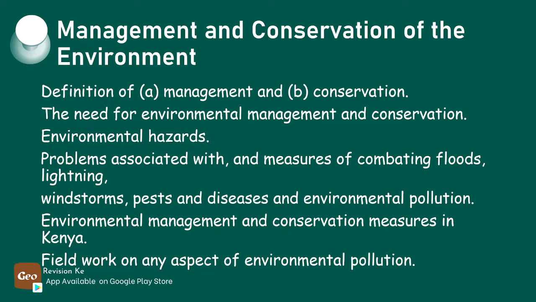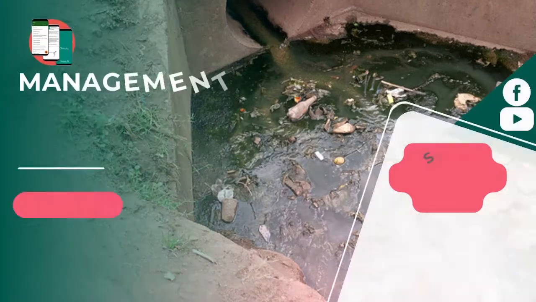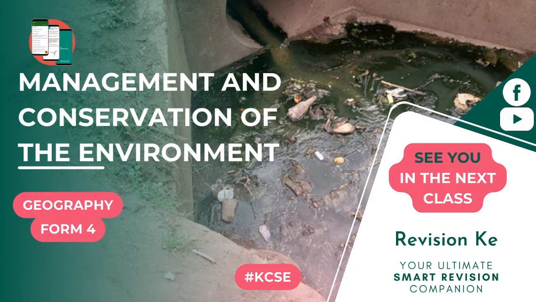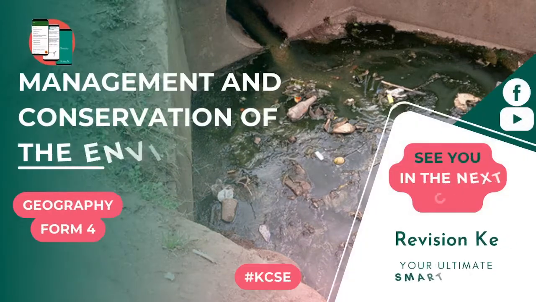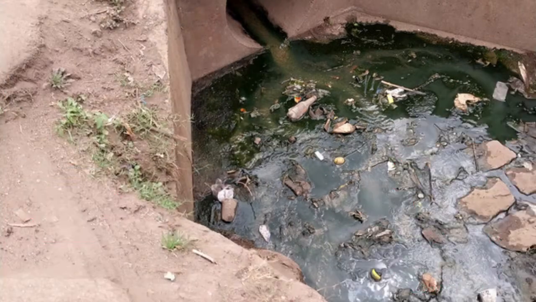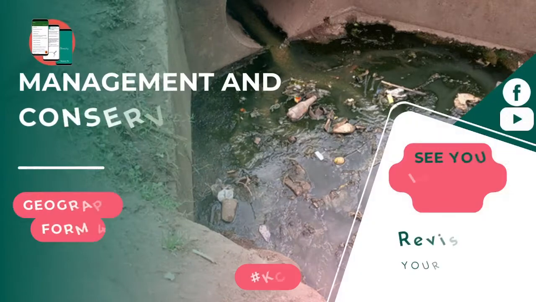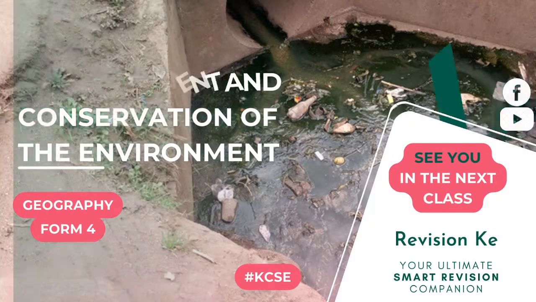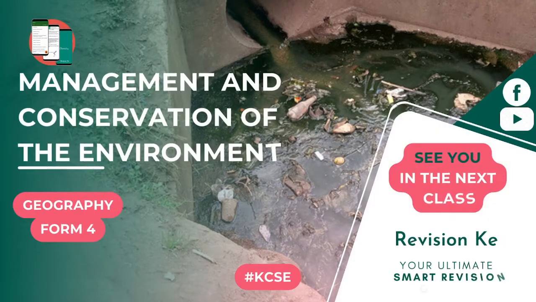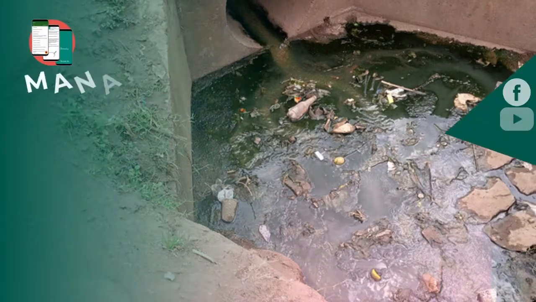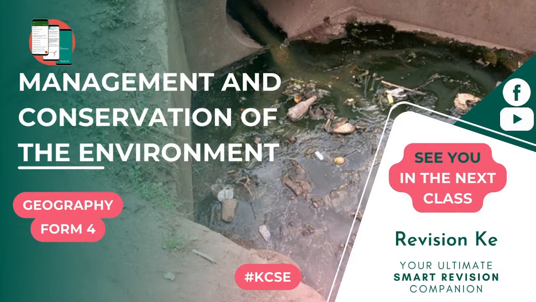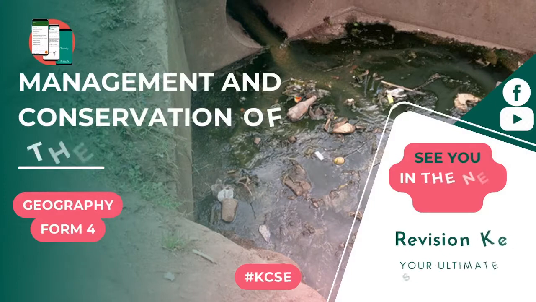Finally, it's important that you take an initiative to do a field work on the aspects of environmental pollution. Let me explain how that goes. The picture you can see is a picture I took from an urban setup in the suburbs of Nairobi, clearly showing that the environment has been neglected. The conservation and the management of the environment has been quite neglected in my local area. And so this is the end of the Form 1 to Form 4 geography discussion.